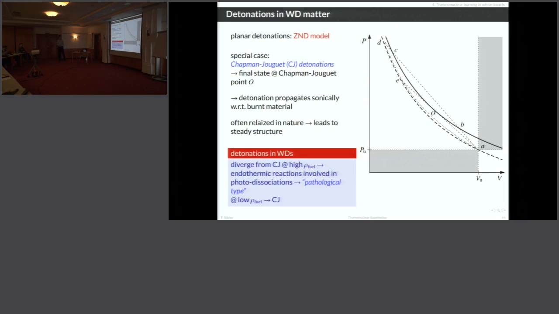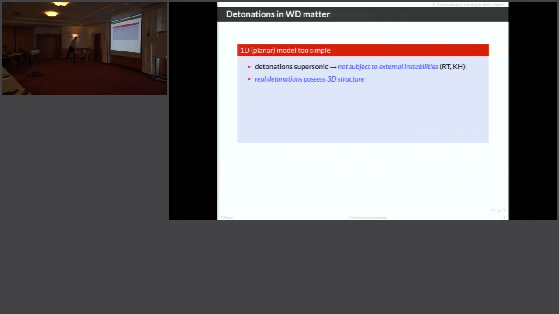Well, they unfortunately diverge from the Chapman-Jouguet picture at high fuel densities, and this is because endothermic reaction parts are involved when reaching nuclear statistical equilibrium at high fuel densities. Photodisintegrations are endothermic, and therefore this changes the picture of detonations slightly. So we don't have Chapman-Jouguet detonations then, but detonations of so-called pathological type, and only at lower fuel densities, when we have incomplete burning to intermediate mass elements, then the detonations become of Chapman-Jouguet type again.